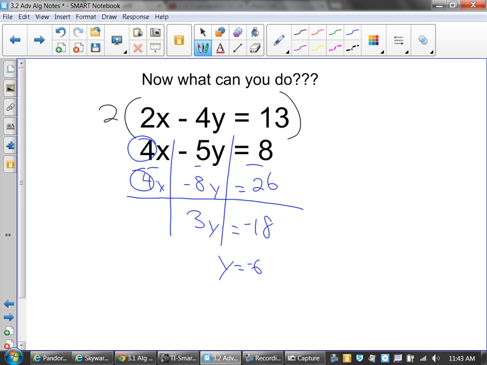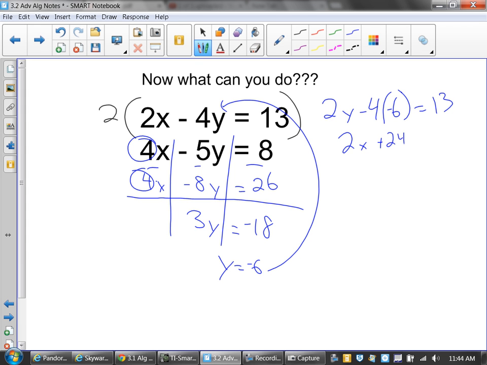Same thing now. In order to figure out what x was, you just substitute back in. 2x minus 4 times negative 6 is 13. 2x plus 24 is 13. 2x is negative 11. X is negative 11 over 2. And that's it. One thing you can do, if you want to double check your work, is substitute both the x and y values into one of the equations and see if it's a true or false statement.